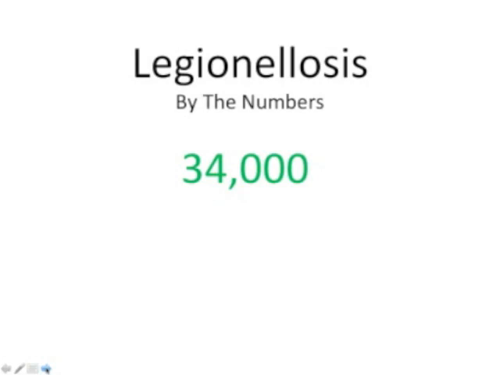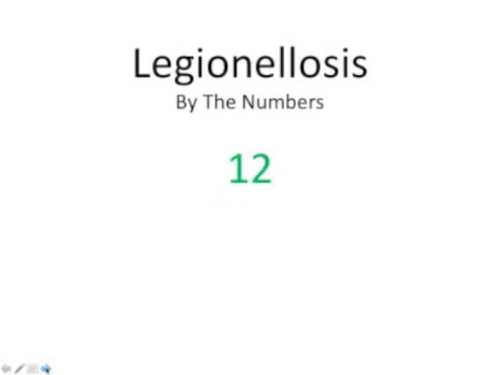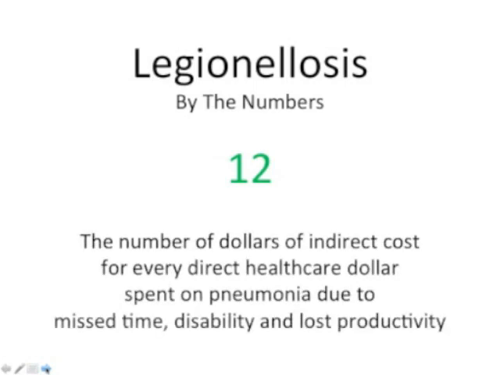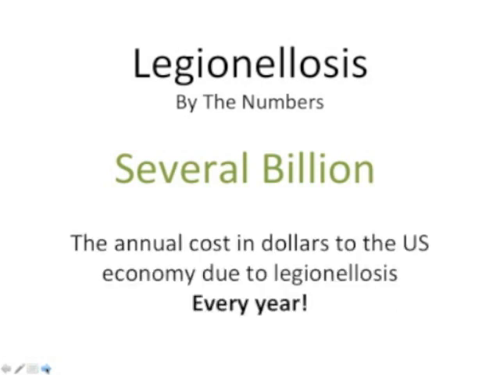So what do you suppose this green-colored coded number might be? This is the number of direct health care dollars it costs in the U.S. to treat a single case of Legionella. Here's another green number. What do you suppose 12 is? This is the number of dollars of indirect cost for every direct health care dollar spent on pneumonia due to missed time, disability, and lost productivity in the U.S. Therefore, several billion is the annual cost in dollars to the U.S. economy due to Legionella every year.